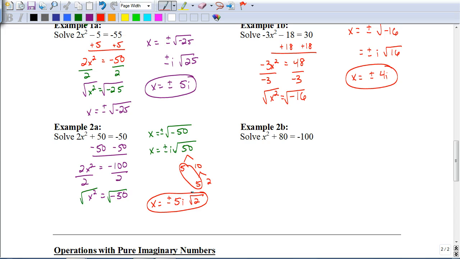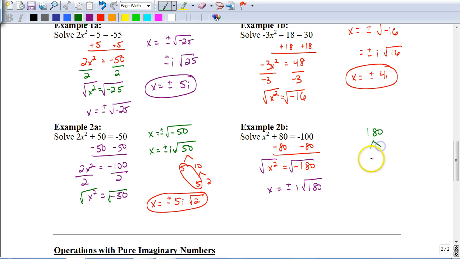Let's look at another one. So we're going to subtract 80 from both sides. That gives me x squared equals negative 180. There's nothing to divide by, so next I'm just going to take the square root of both sides, giving me x equals a positive and a negative. I can just go ahead and simplify this now to be i times the square root of 180. Why don't you take and simplify the square root of 180 and then tie this all together and see what your solution is. Pause the video and hit play when you're ready to check your answer.